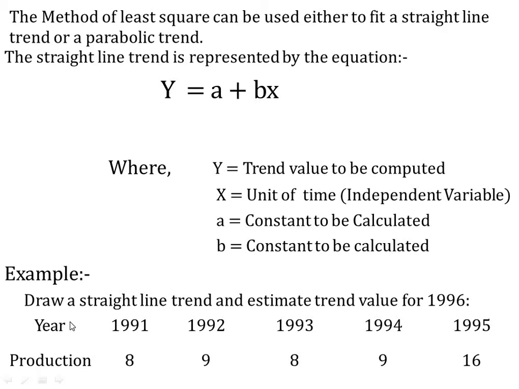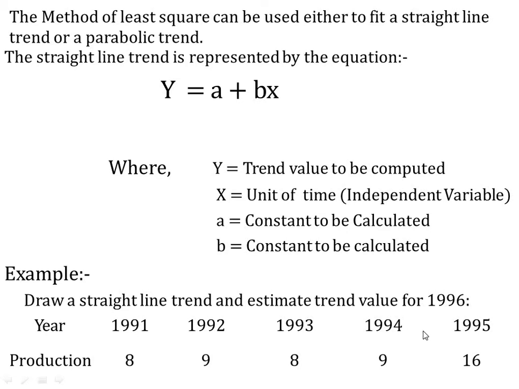Now suppose that I have been given some data from 1991 to 1995, and I have been asked to draw a straight line trend and estimate the trend value for 1996. I have been given data only for 1991 to 1995, and it is asking me for the futuristic production for the year 1996. It means it is asking me to forecast the value. But before that, we can make forecasting or predict the values if I have some trend line. So how to obtain that trend line using the least square method?